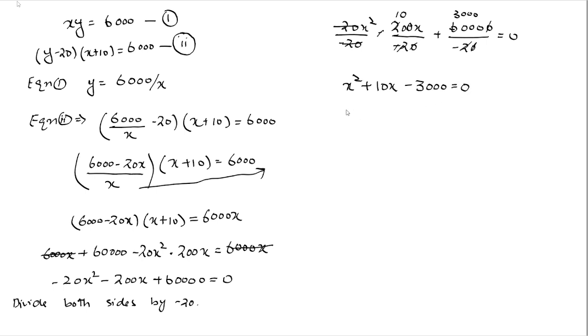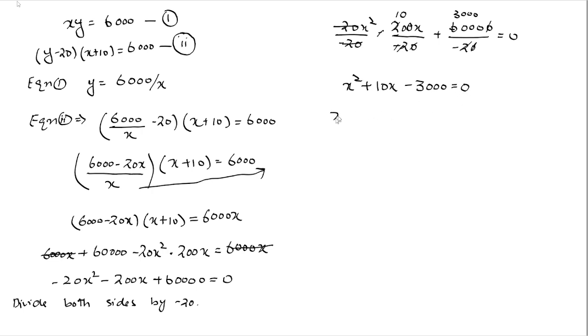Now this is a standard quadratic equation, so we can solve it by any of the methods, factorization, or you can use the quadratic formula for its solution. So I will use the factorization method to solve this equation, in which the 10 will be written as sum of two numbers whose multiplication is equal to the product of coefficient of x square and the constant term, which is 1 multiplied by minus 3000 is minus 3000, and whose summation is equal to 10. So those two numbers are 60 and minus 50.